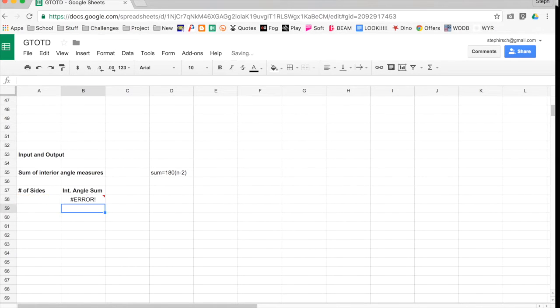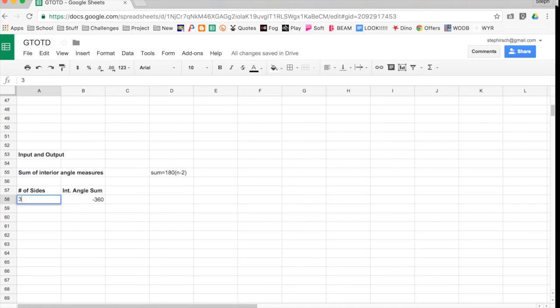Now you'll notice it gave me an error. Generally in math, when you write something right next to a parentheses, it means multiplication. The sheets don't understand that, so it's important for you to make sure that you put your operator in between. It really should be 180 times that. Now, whenever I input the number of sides, it should output whatever the interior angle sum is.